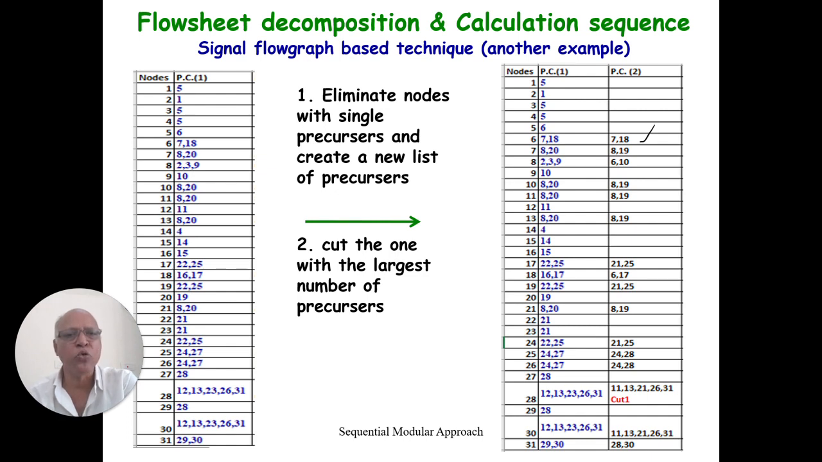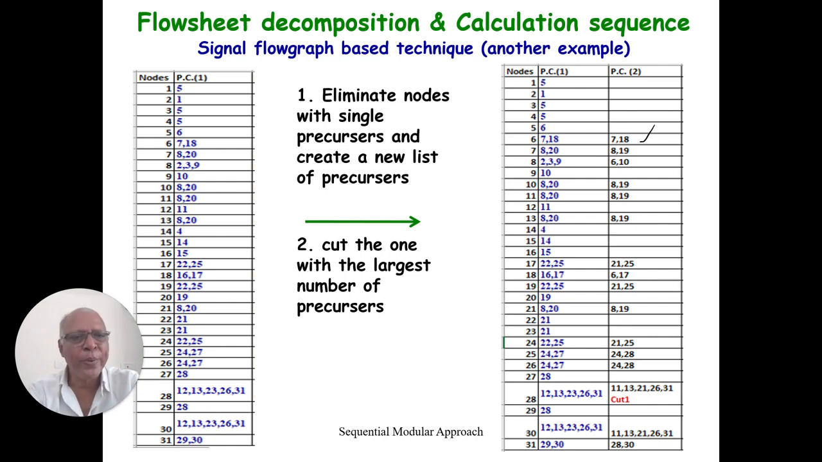Similarly, you can see 2, 3, 9. What is the precursor for 2? 1. Precursor for 1 is 5. Precursor for 5 is 6. So 2 is replaced by 6. What is the precursor for 3? 5. Precursor for 5 is 6. So 2 and 3 are replaced by 6. What about 9? It is 10. So 10 is continuing. So you have to make sure that the precursor list does not contain any one of the nodes that are eliminated. Now this is the second level.